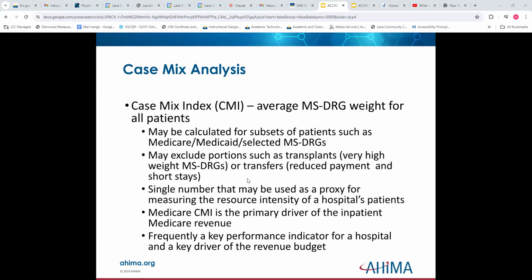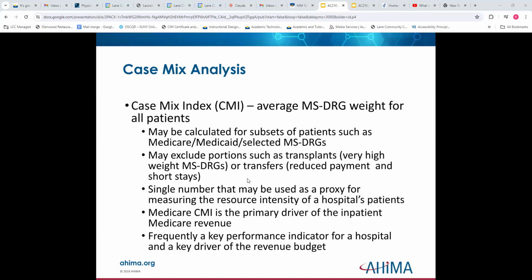A case mix index is basically an average of the MSDRG weight for all patients. And we can parse this out and calculate it for patients such as Medicare, Medicaid, dual enrollment, all these different things. We may want to exclude certain outliers, such as, say, cardiac transplants, which are a very high weight MSDRG, because that skews our data. Or transfers, because we get reduced payment for transfers in short stays.